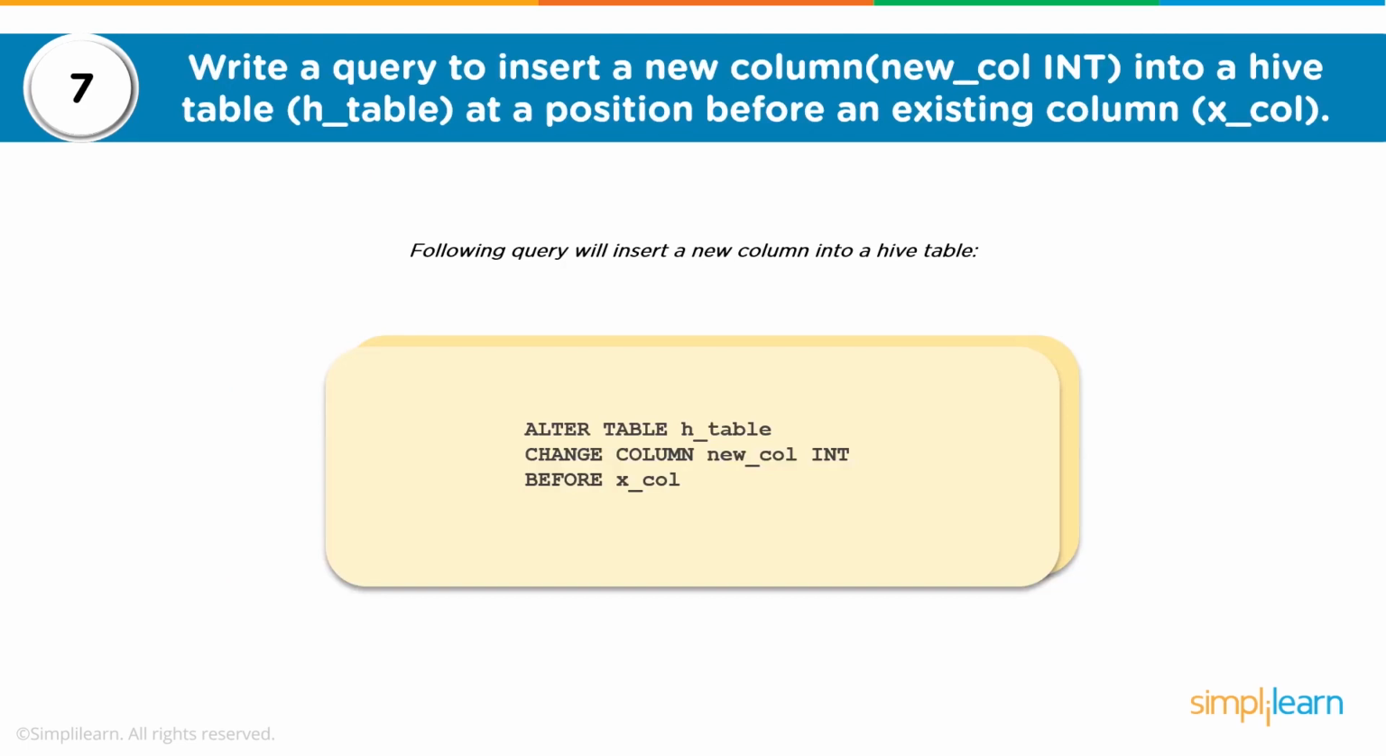Now, if somebody asks you to write a query to insert a new column of integer data type into a Hive table, and the requirement might be that you would want to insert this column at a position before an existing column, that's possible by doing an alter table, giving your table name, and then specifying change column, giving your new column with the data type before an existing column. This is a simple way wherein you can insert a new column into a Hive table.